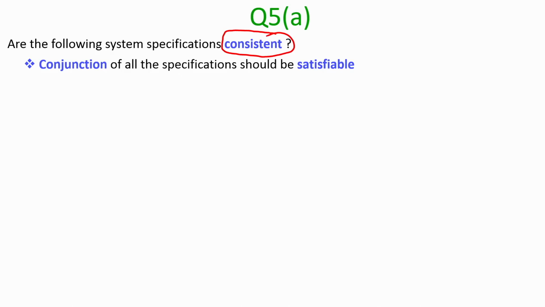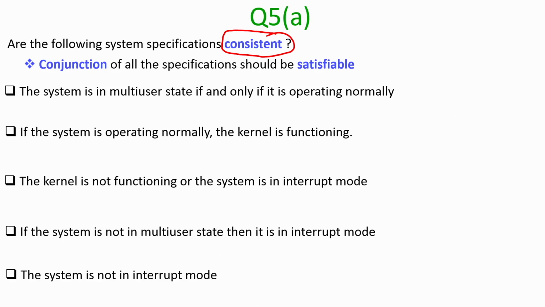That means, is it possible that each of the individual conditions simultaneously hold, or logically the conjunction of all this specification should be satisfiable, because if the conjunction of all those specifications is satisfiable, that means there is some truth value which you can assign which can satisfy each of those individual specifications. So, what are the specifications that are given to you? You are given here 5 statements, 5 specifications.